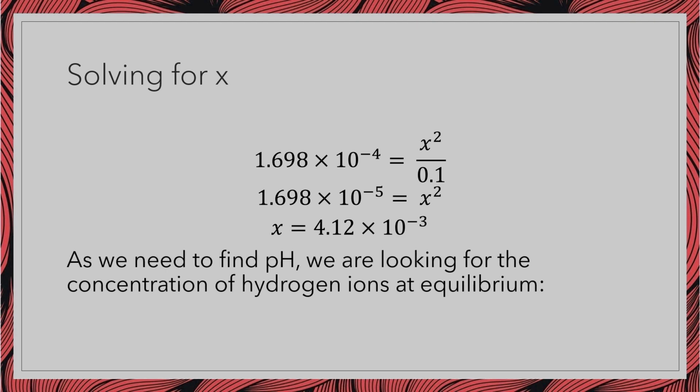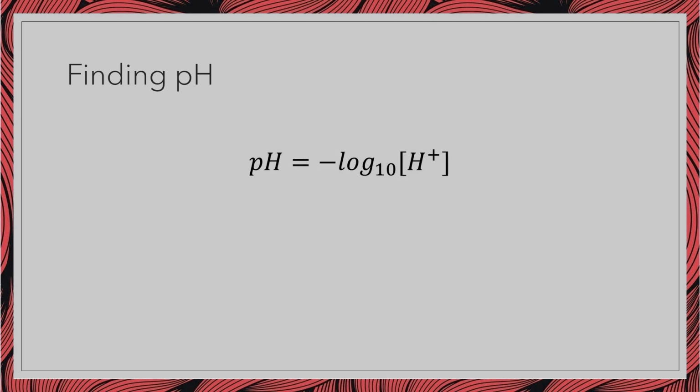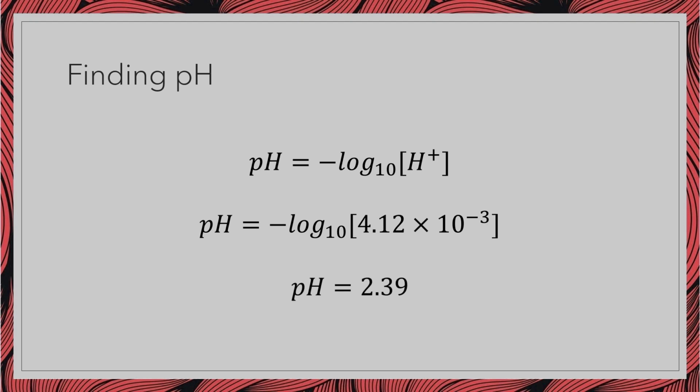And again, as we're looking to find pH, we need the concentration of hydrogen ions at equilibrium. So remember, in chemistry, finding X is not always the end of the road. We do have to do things with it. So here, our hydrogen ion concentration, if we look at our ICE table, is just equal to X, which is equal to 4.12 times 10 to the negative 3 moles per liter. And then we can find the pH. So the pH should be negative log 10 of the hydrogen ion concentration, which should be negative log 10 of 4.12 times 10 to the minus 3, which should be 2.39.